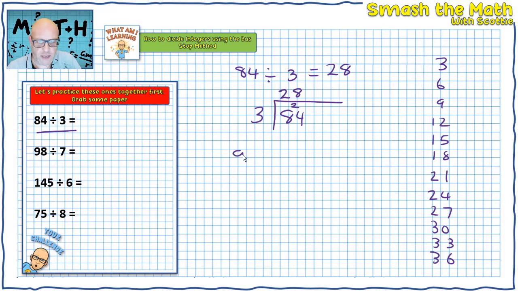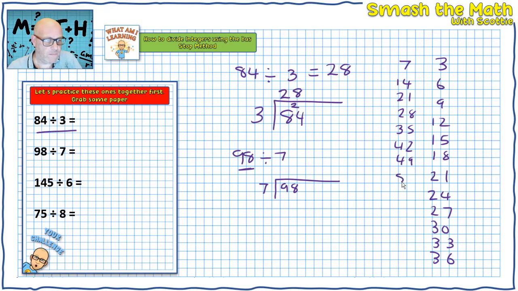So if we have a look at the next one, so 98 divided by 7. Draw our bus stop. Put our 98 in the bus stop because it's the first number, divided by 7. Okay, so we could write our 7s down. There's nothing wrong with that. Keep adding 7, keep adding 7, keep adding 7, and so on. Okay. Remember, you don't need to do that if you're good with your times tables.